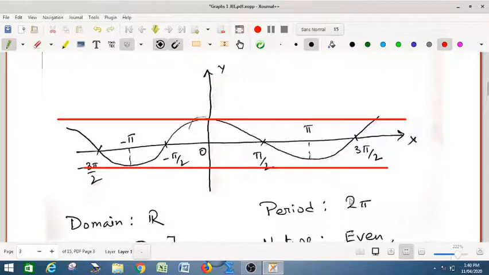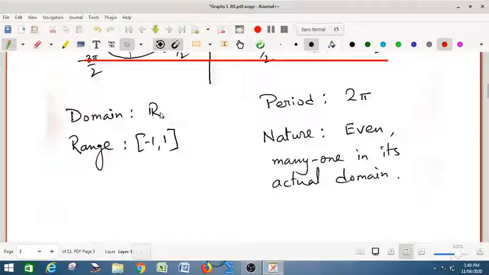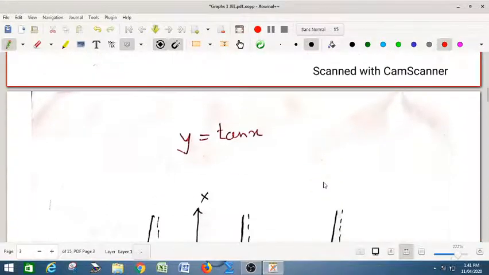So the domain of cos x is R, range is minus 1 to 1, period is 2 pi. The periodicity of cos x and sin x both is 2 pi, but cos x is an even function because cos of minus x is cos x, and it is many-one again in its actual domain.